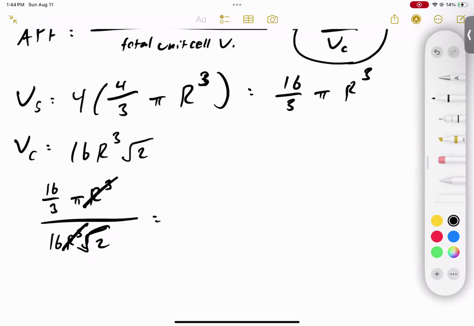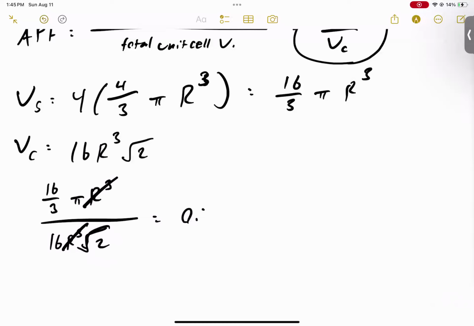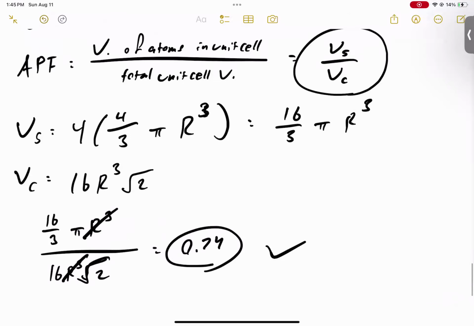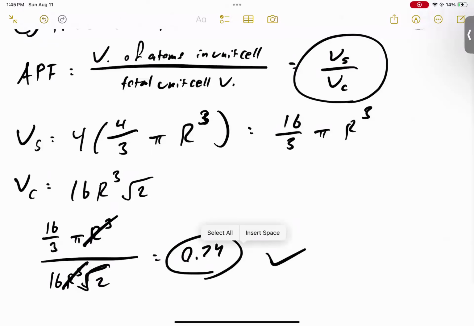So if we just put in the numbers, if you plug them into your calculator, you should get a value of 1.74 or something very close to that. So then that's how we verify the atomic packing factor for an FCC is indeed 0.74. And that is the maximum packing that you could really have within an FCC.